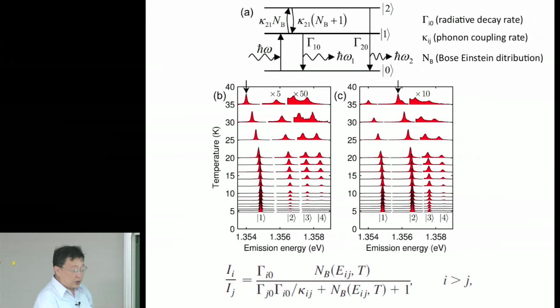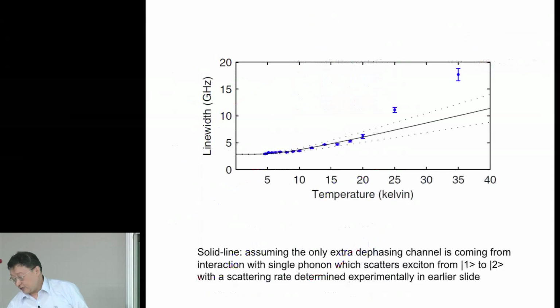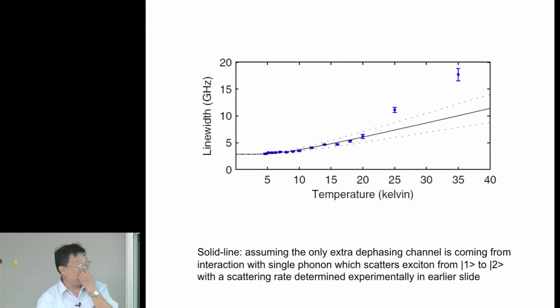Not only that, we quantitatively determine the coupling coefficient. We can also determine the lifetime, the excited state lifetime. These are what you can determine by fitting with the rate equations. Then after you experimentally determine that, we start looking at the line width of the ground state. What determines the line width of the ground state is really the T2 time. This is the way the T2 time evolves as a function of temperature.